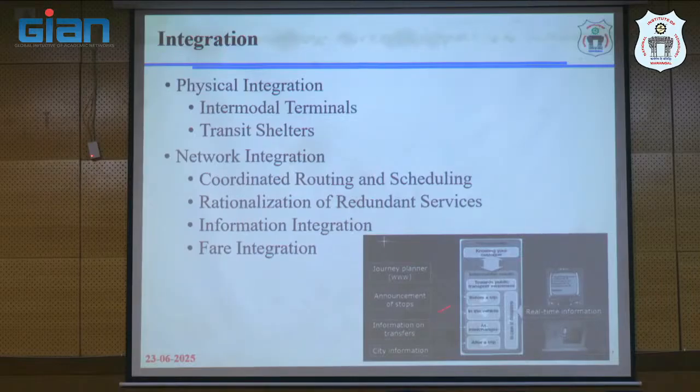So then the announcements of the stops, the number of stops will be there when you are entering your origin point and destination point. Then the information on the transfers, so you can also look at how many transfers will be required according to your origin point and the destination point. And the city information, then other categories of information which will be required. So then finally it is a real-time information system at your end.